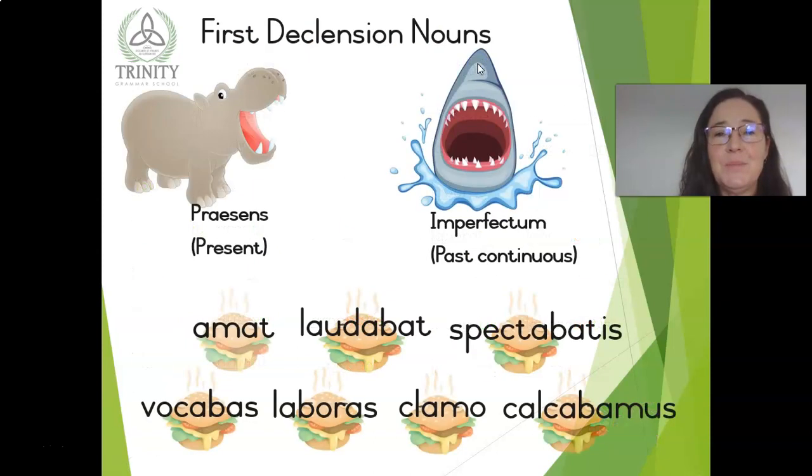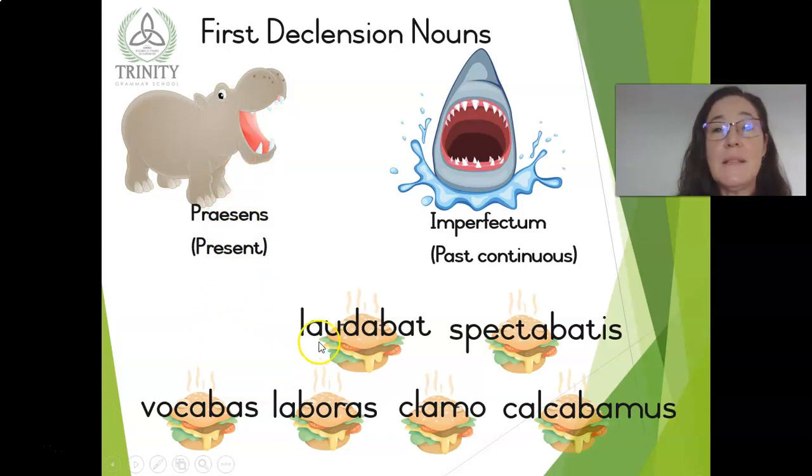Isn't that wonderful? So, let's play a little game now to see if you're able to spot the difference between the praesens and the imperfectum. There's our praesens, our hippo ready to munch away at any verbs in the praesens, and here our shark is ready to eat any verbs in the imperfect form, the imperfectum. So, should we go? Amat, where do you think that would go? Try and guess before I click on it. Well done if you said it was a praesens. Laudabat. Think quickly. It is an imperfectum. The ba gives it away, doesn't it?